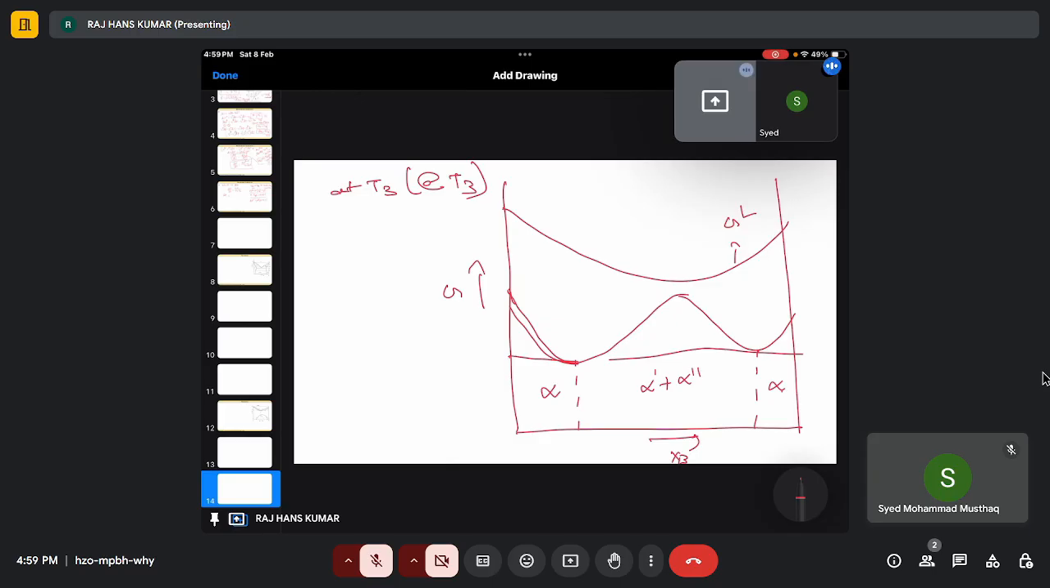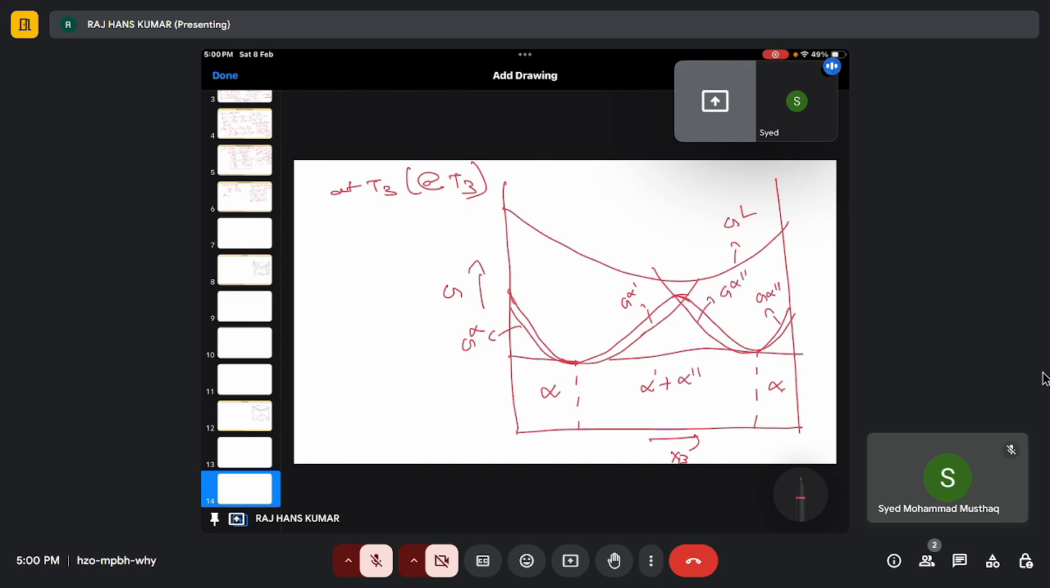Suppose this is my G alpha, which is there below. Now this is my G alpha dash. Now what about G alpha double prime? G alpha double prime will look like this. So this is my G alpha double prime.